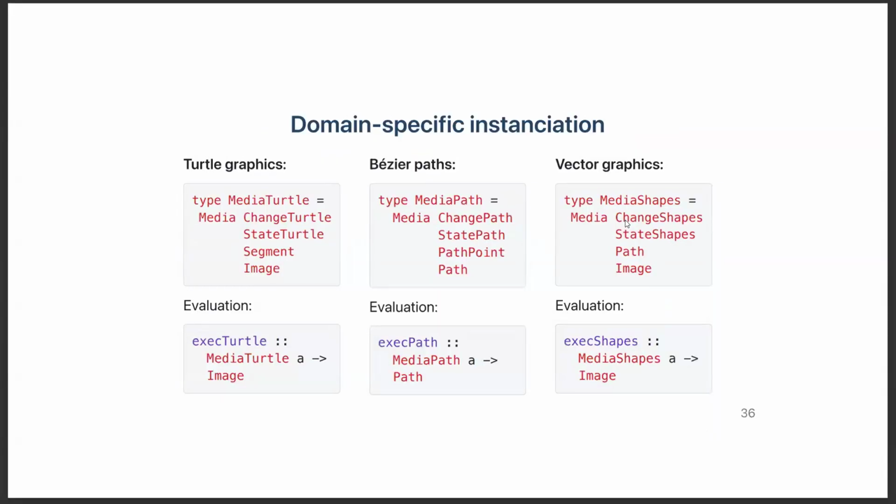So to finish, how do we instantiate correctly the media monad? Well, we feed it the change, an instantiation of the state changes, the states, the primitives. For turtle graphics, it will be segments and so on, and the rendering monoid. And since the monad I just showed you is actually a writer monad, we can execute it to get the final rendered media.